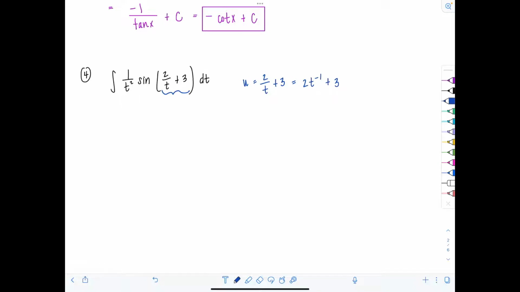If you have a plus constant or a minus constant, always throw it in there when you're picking u, because look what happens when I find du right now. Du, let's take the derivative. You're going to bring that exponent down in the front. So now I'm going to have -2t to the negative second. And then the derivative of that plus 3 is just going to be 0.